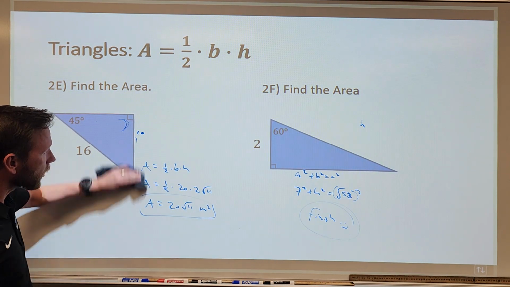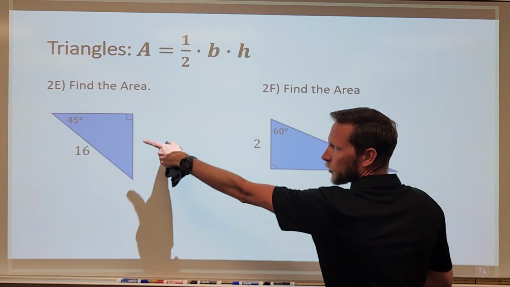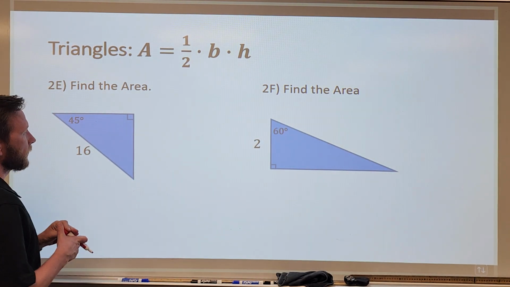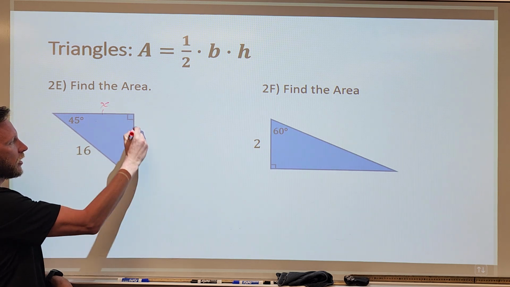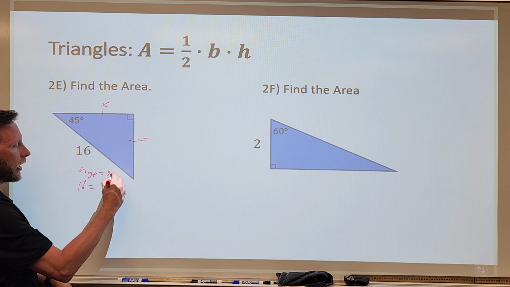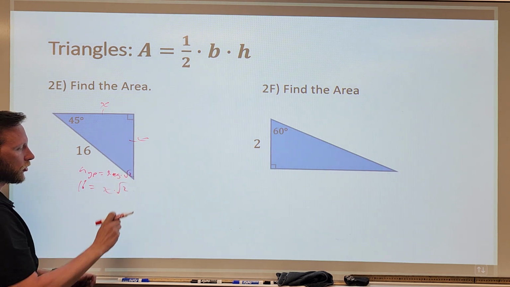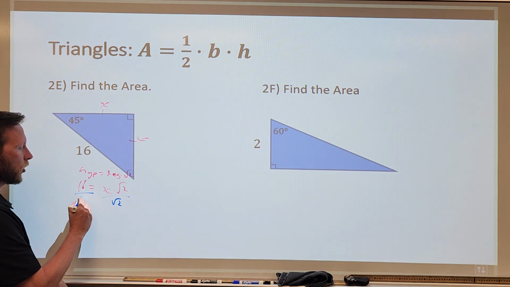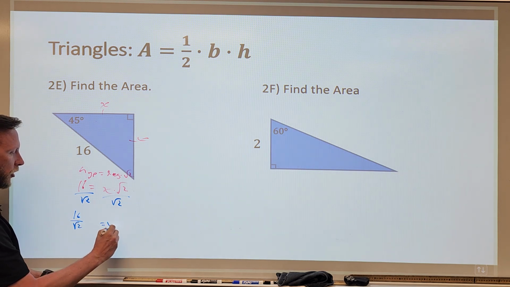For E and F, you're going to notice that we have some special right triangles. We have a 45, 45, 90. We have a 30, 60, 90. And so I know that I can figure out what the height of the triangle is. We know that these are going to be the same. This is going to be the length of the leg. The hypotenuse is equal to the length of the leg times the square root of 2. So 16 is equal to x times the square root of 2. We're going to solve that equation by dividing both sides by the square root of 2. And so we get 16 over the square root of 2 is equal to x.